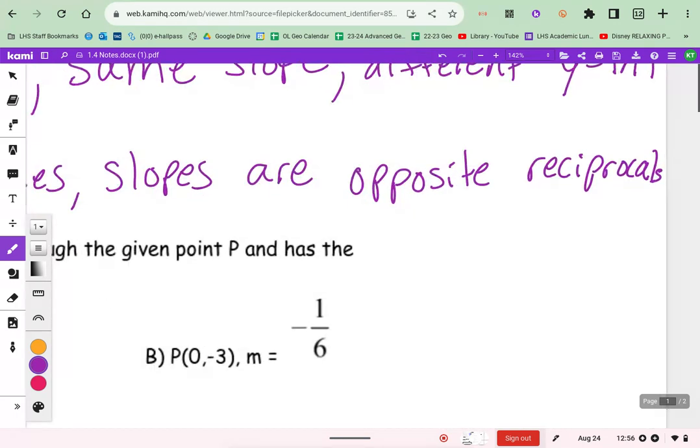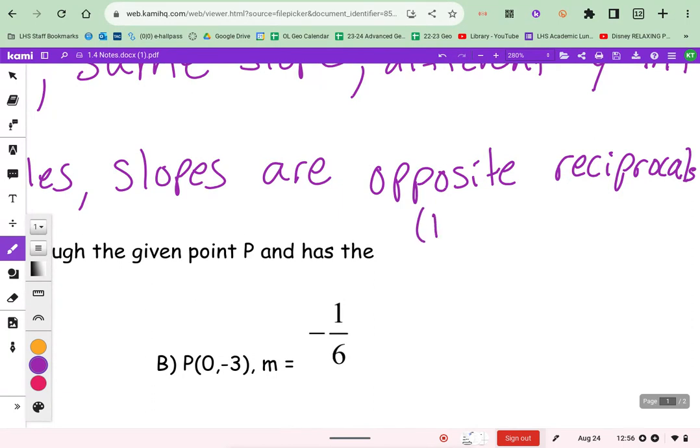Okay, so just as a review, opposite means that if one's positive, the second one's negative, and vice versa. So you should have one slope that's positive, one slope that's negative in a perpendicular set. And reciprocal, you can think about that as like a flip. So like if your first slope was 1/7, your second slope would be -7.